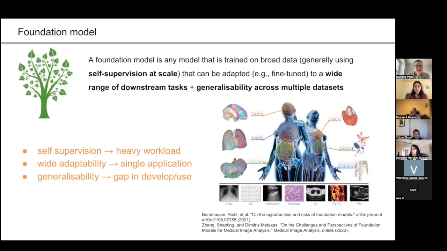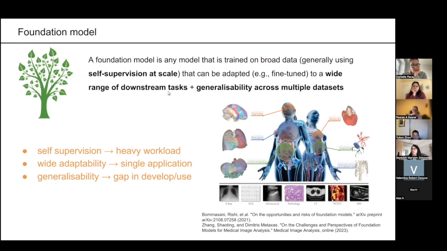So these three challenges actually drive us to think about uniform and effective solutions. And it naturally drives the definition of the foundation model. According to the paper by Stanford University, the Center for Foundation Model Research, they define the foundation model as any model that is trained on broad data, generally using self-supervision and scale, that can be adapted, for example using fine-tuning, to a wide range of downstream tasks, plus some generalizability across multiple datasets. So if we think about the three challenges in the last slides, the characteristics of the foundation model perfectly solve or at least alleviate the challenges.